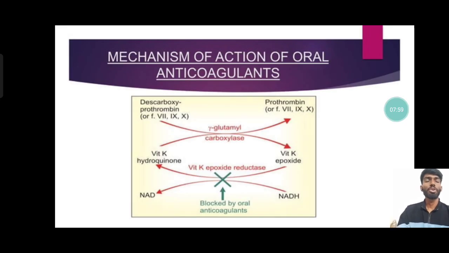Mechanism of action of oral anticoagulants. Basically, it is what we have discussed lately. For the inhibition of the gamma glutamyl carboxylase, the oral anticoagulants act on the vitamin K epoxide reductase. That's why vitamin K cannot be transformed into the hydroquinone form of vitamin K, which is necessary for the transformation of various clotting factors like prothrombin.